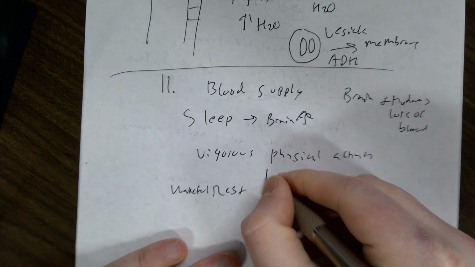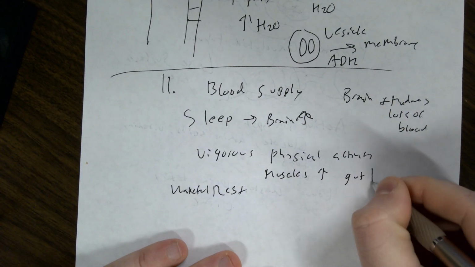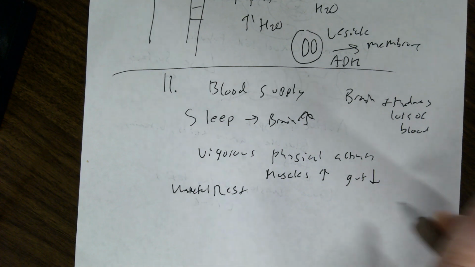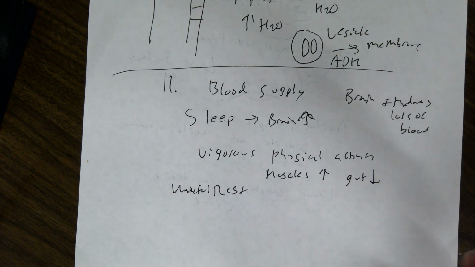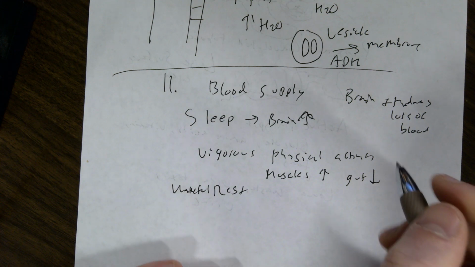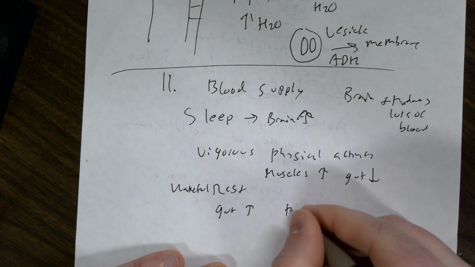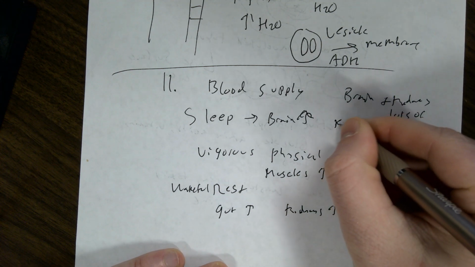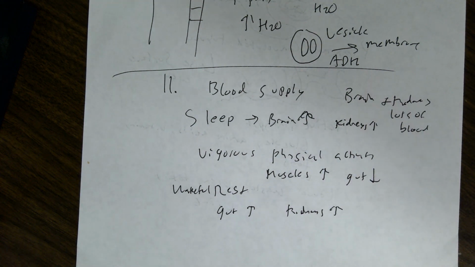Vigorous physical activity, right? We're going to see that the muscles go up and the gut goes down because you're running away from a polar bear. You don't want to be wasting energy on digesting things when you need it all at the muscles. Then during wakeful rest, your gut will go up some, and you'll have a lot at the kidneys too. You have a lot in the kidneys at night as well. And so that is our changes in blood supply.